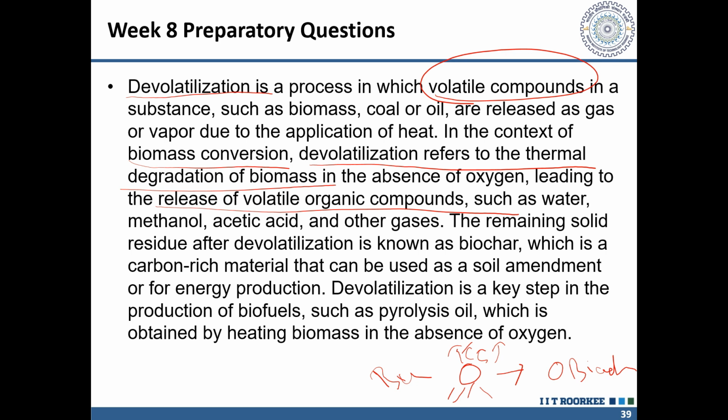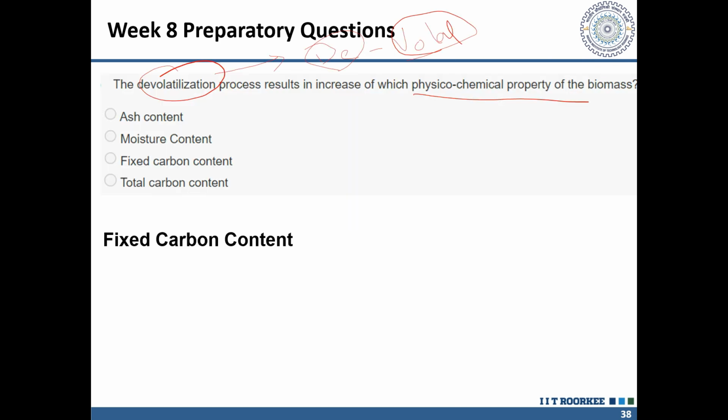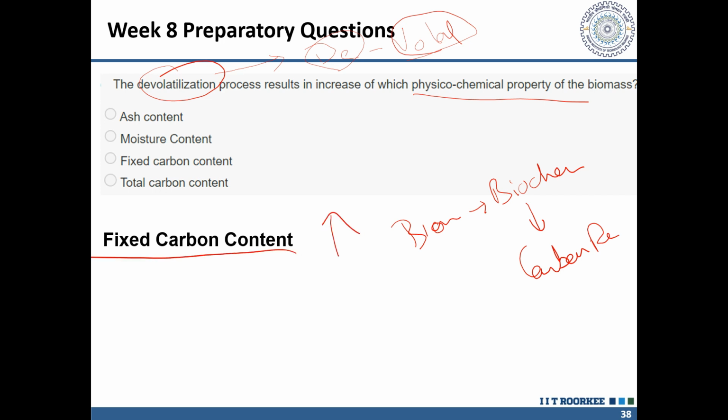This remaining biochar is a carbon-rich material and can be used for soil amendment also, and it is a key step in the production of fuels such as pyrolysis oil, which is obtained by heating. Now we come to the question: devolatilization results in an increase of what? We have seen that devolatilization converts biomass to biochar, which is a carbon-rich source. Therefore, the correct answer is fixed carbon content. It will lead to an increase of fixed carbon content.